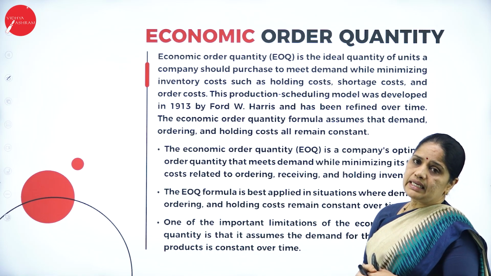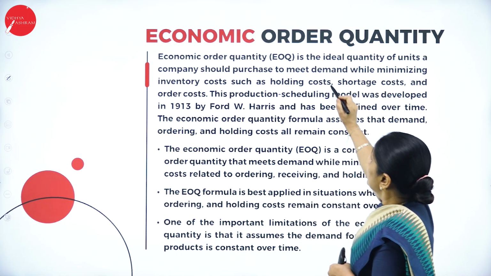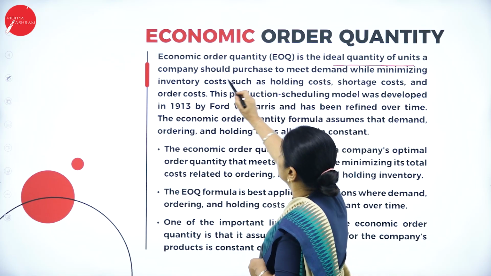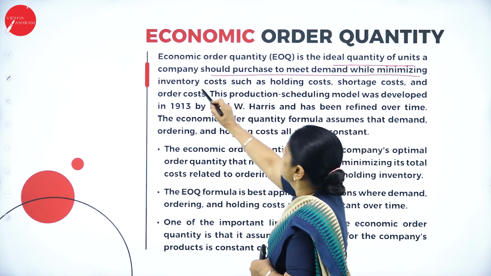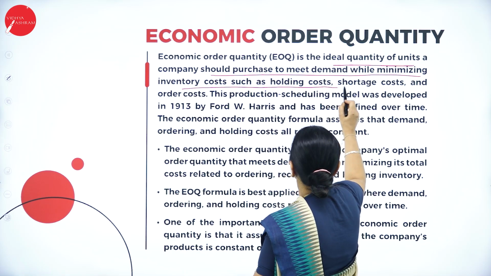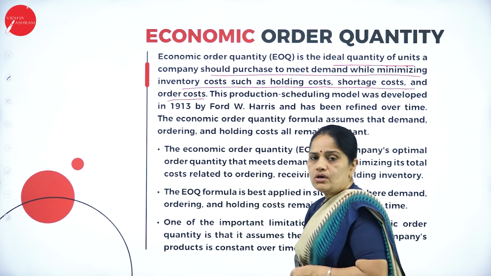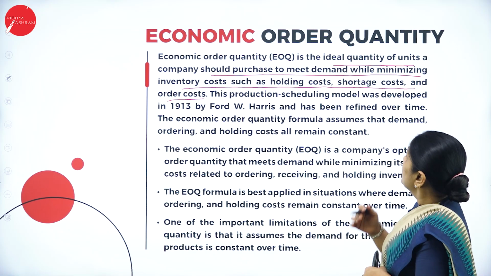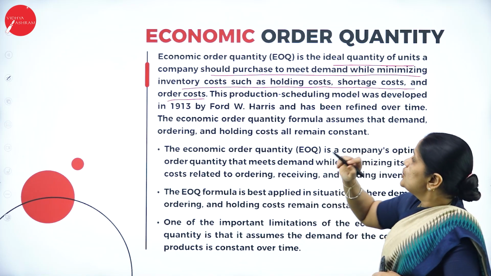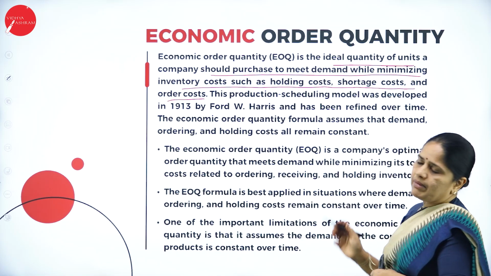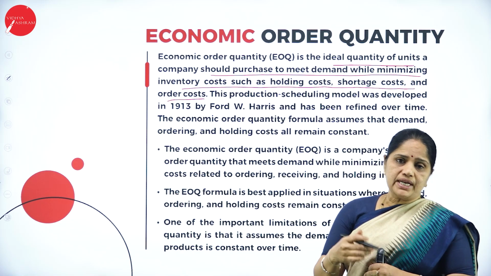So, the first technique of inventory control is the economic order quantity. It is the ideal quantity of units a company should purchase to meet the demand while minimizing inventory cost such as holding cost, shortage cost, and order cost. So, what is this EOQ model? The EOQ model is the ideal quantity of units a company should purchase to meet the demand. So, what is the ideal quantity of the order which the company should give?